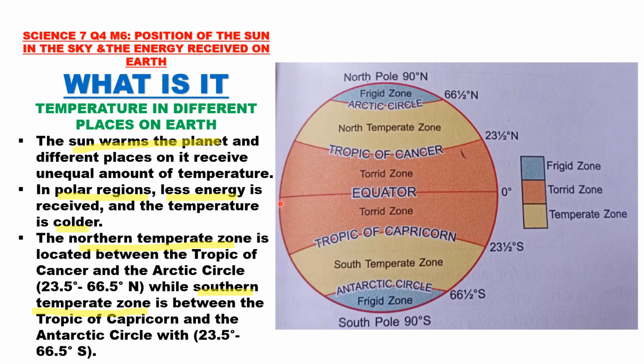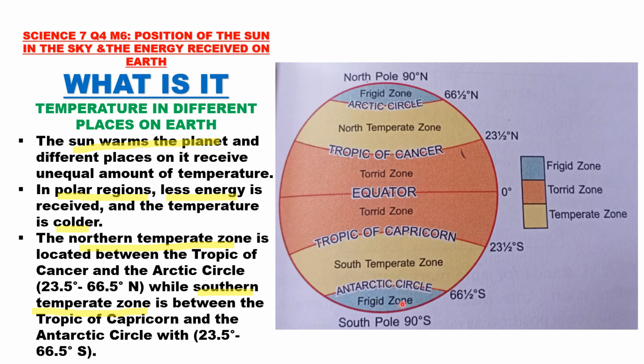In this illustration, we could see the different parallels of latitude. So we have the equator at 0 degrees, Tropic of Cancer at 23.5 degrees north, Arctic Circle at 66.5 degrees north, the Tropic of Capricorn at 23.5 degrees south, and the Antarctic Circle at 66.5 degrees south. So within the Arctic Circle and the Antarctic Circle are your polar regions or the frigid zone.